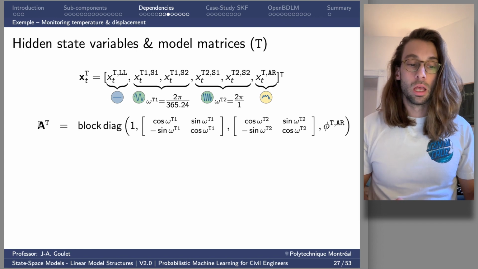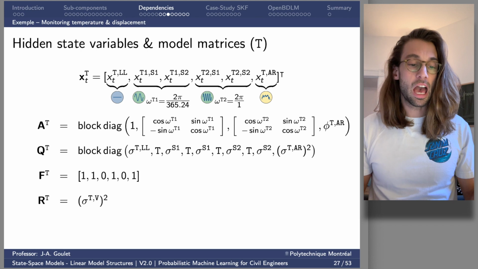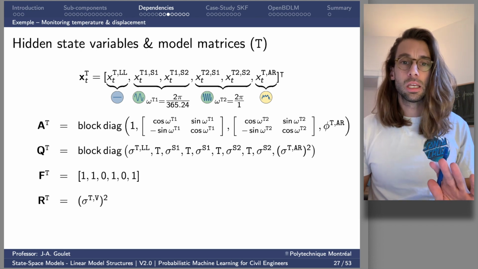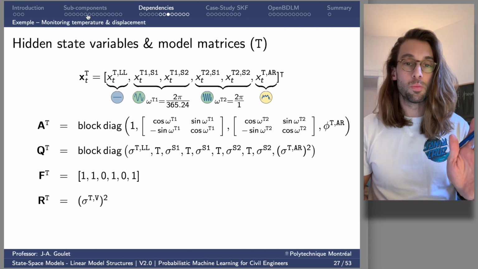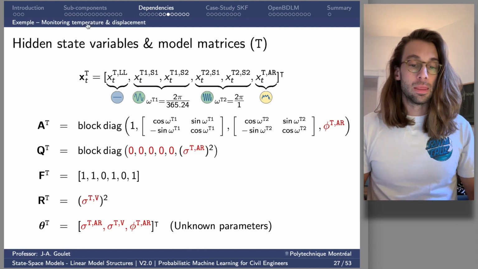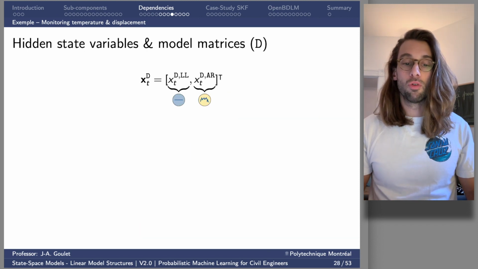We're going to have our A model for the temperature. This is the same as we defined before, Q, F, and R, okay? This is exactly the same model structure as we explored together in the previous subsection. Now, we said that we have the same 3 parameters as before here.